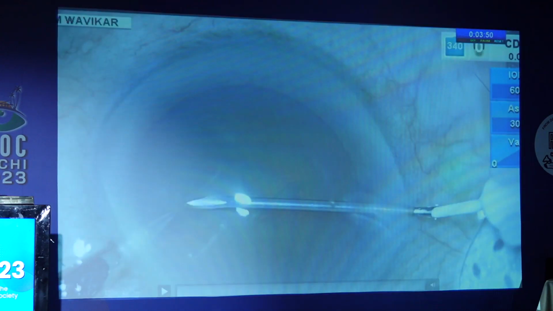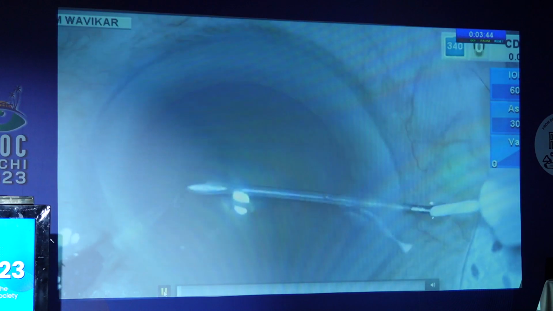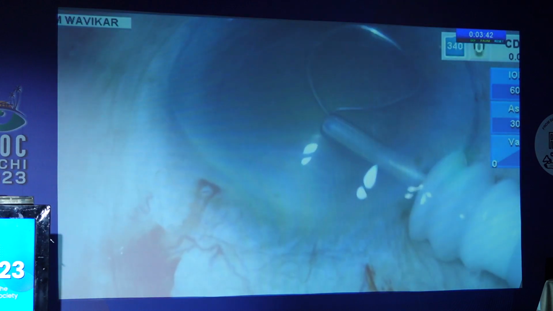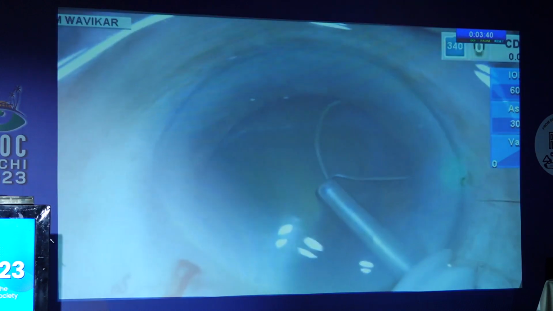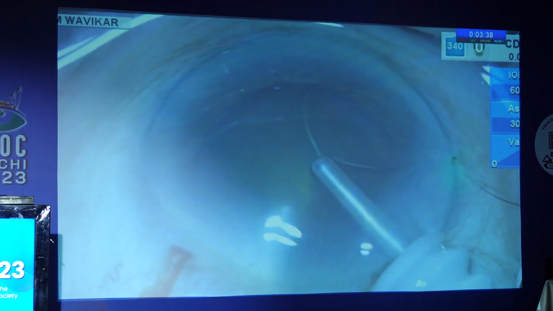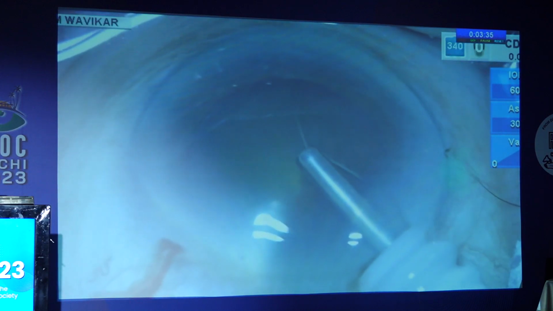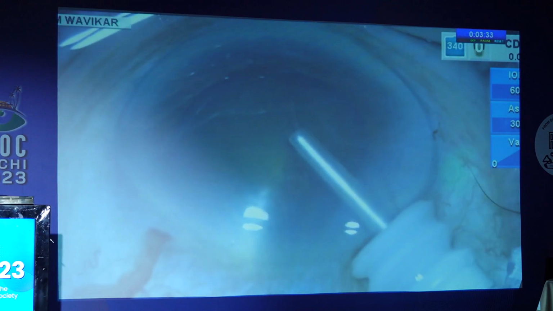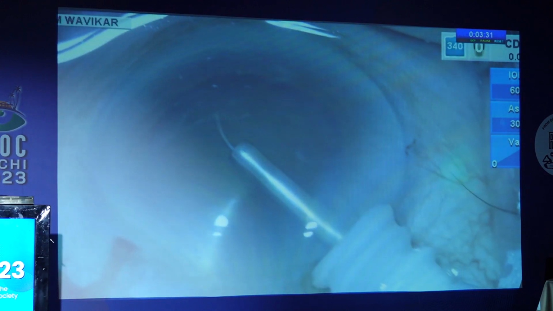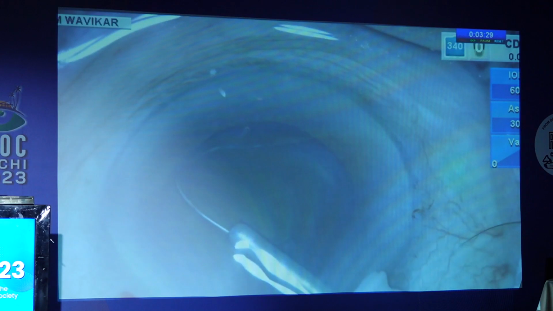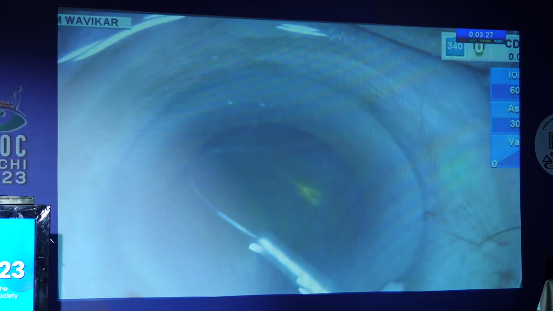Now let us look at a case. So this is a case of immature cataract, grade 3. However, there was compromised endothelium. Now you can see that silver reflex going there. Allow it to expand, and yeah, it goes. You can see that silver reflex now.